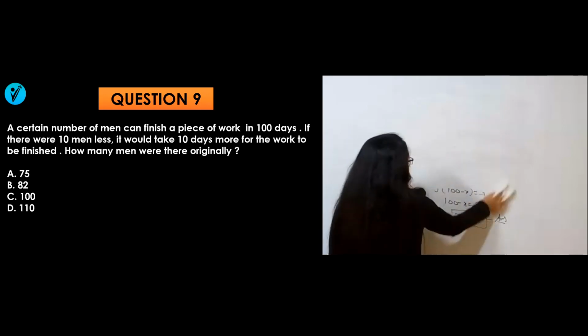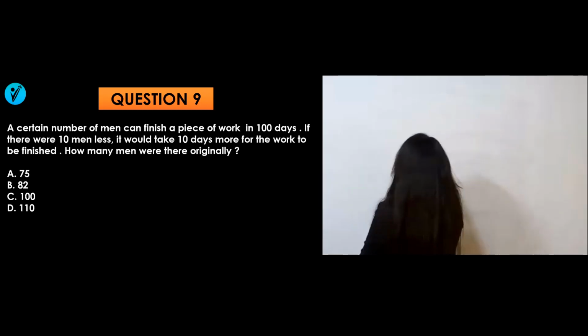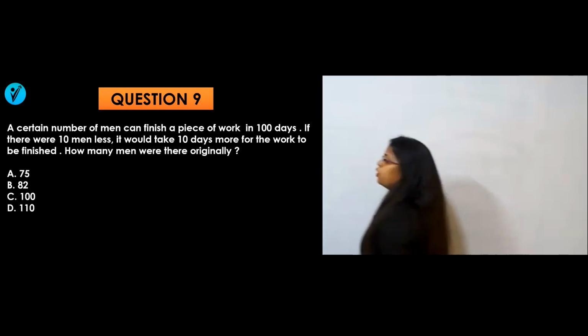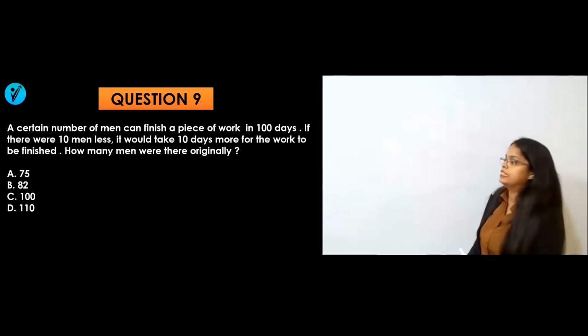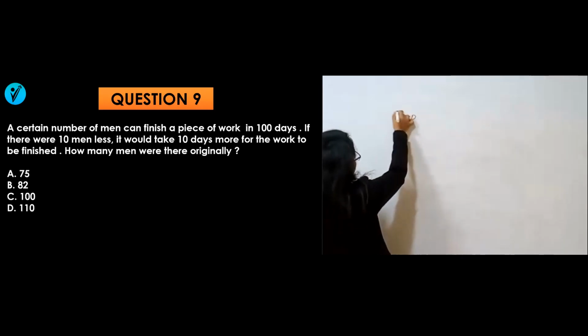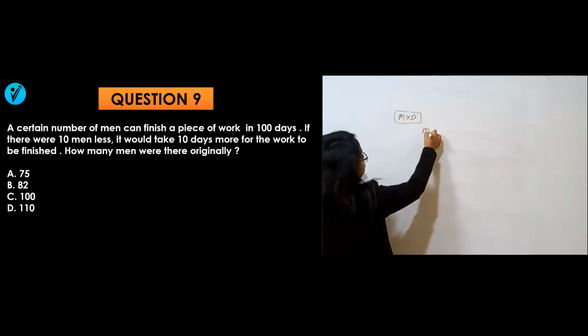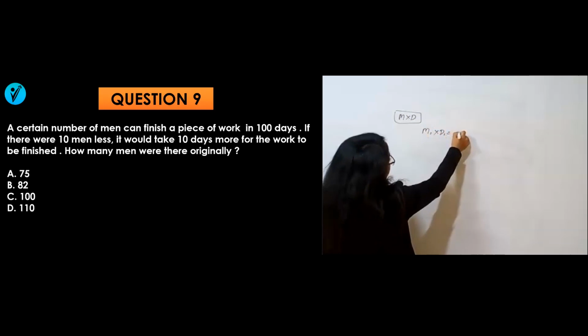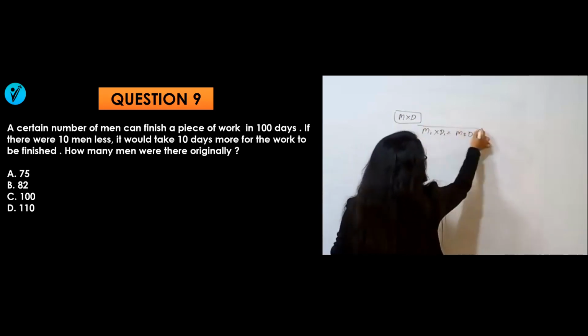This is based on the chain rule question. Let's see what they are saying. A certain number of men can finish a piece of work in 100 days. What I know is that number of men into days. This is your chain rule, right? Total work M1 D1 is equal to M2 D2. This is our chain rule.